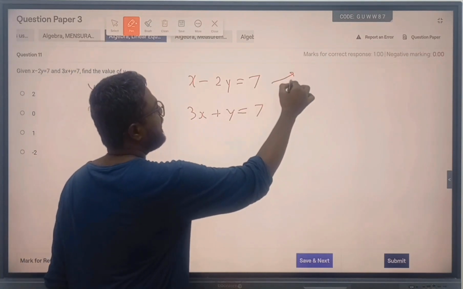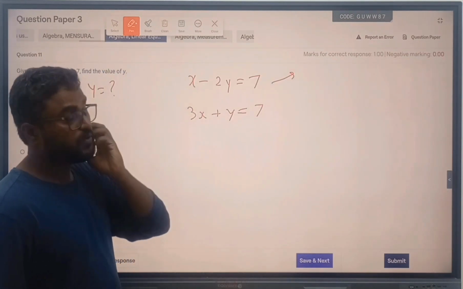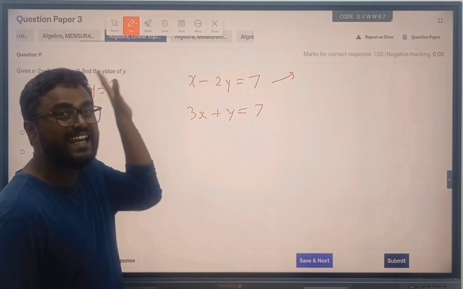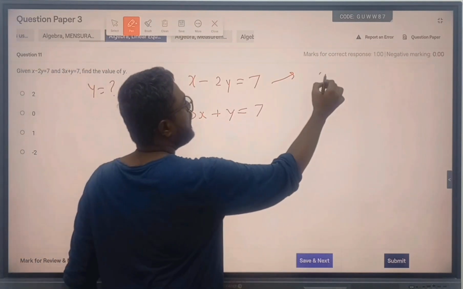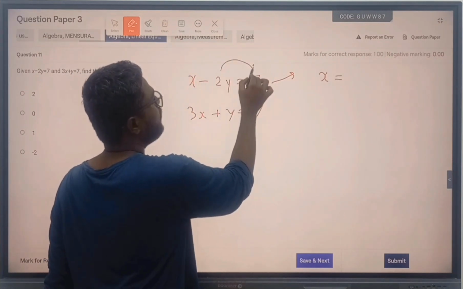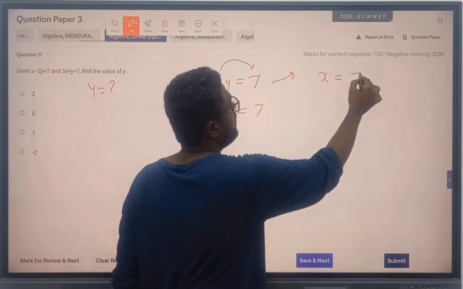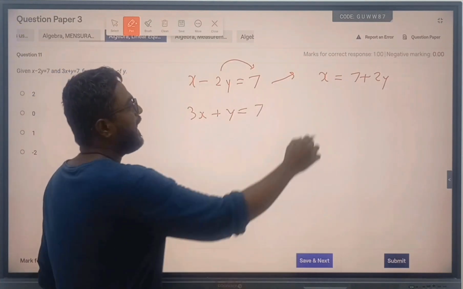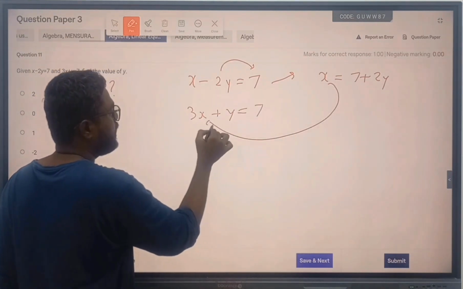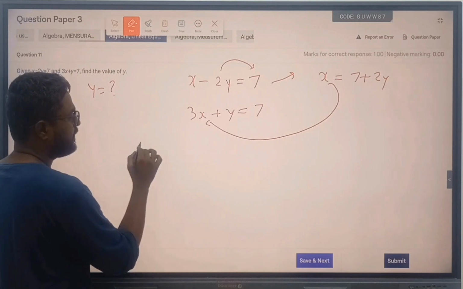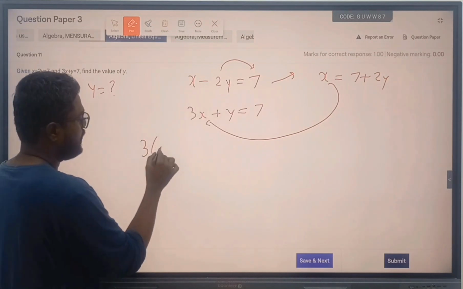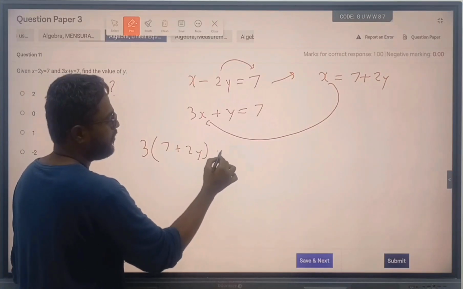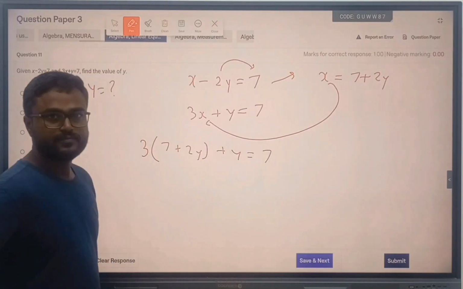Okay. So how will I solve this equation now? I have to just substitute the value of x. I'm going to keep x on the left hand side and isolate it from the other things. So what am I getting? x equals, if 2y gets added to the right hand side, 7 plus 2y. x equals 7 plus 2y, and that x I'm going to substitute over here. Let's do it, guys. 3 times the value of x, which is 7 plus 2y, plus y equals 7. Let's solve it.